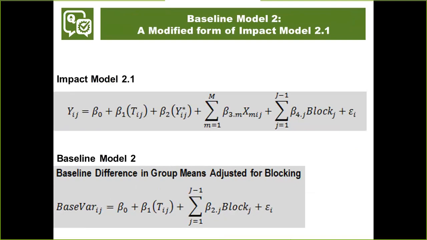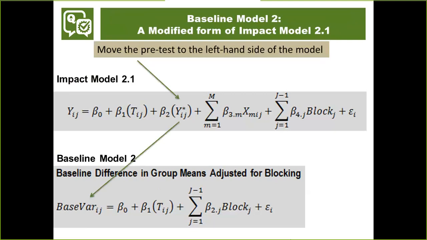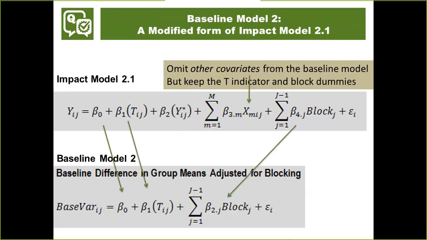In this slide, we show how to specify a model for estimating the baseline treatment control difference that takes into account the design features in the same way that the impact model accounted for the design features. To do this, we specify a baseline model that is a modified form of the impact model. To specify the baseline model, we move the pretest from the left-hand side of the impact model to make it the dependent variable in the baseline model. We omit other covariates from the baseline model, but keep the treatment indicator and the block dummies.